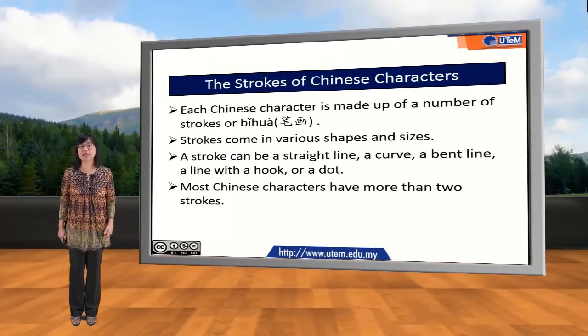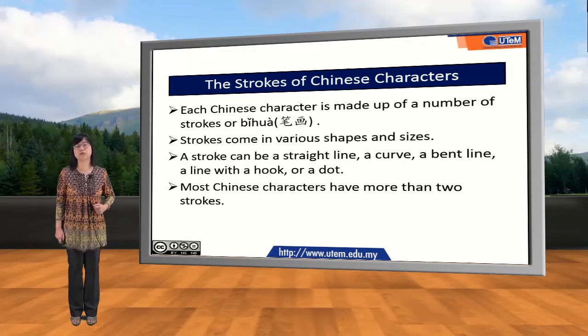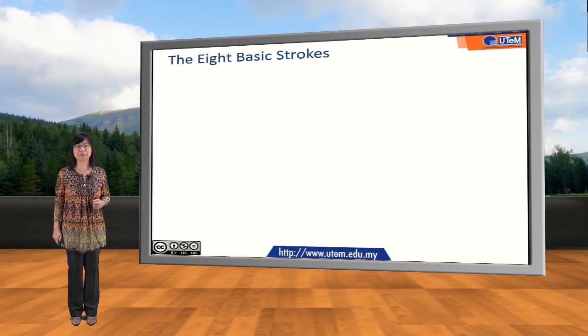Let's talk about the strokes which are used to write the Chinese characters. Each Chinese character is made up of a number of strokes or 笔画. Strokes come in various shapes and sizes. A stroke can be a straight line, a curve, a bent line, a line with a hook or a dot. Most Chinese characters have more than two strokes.